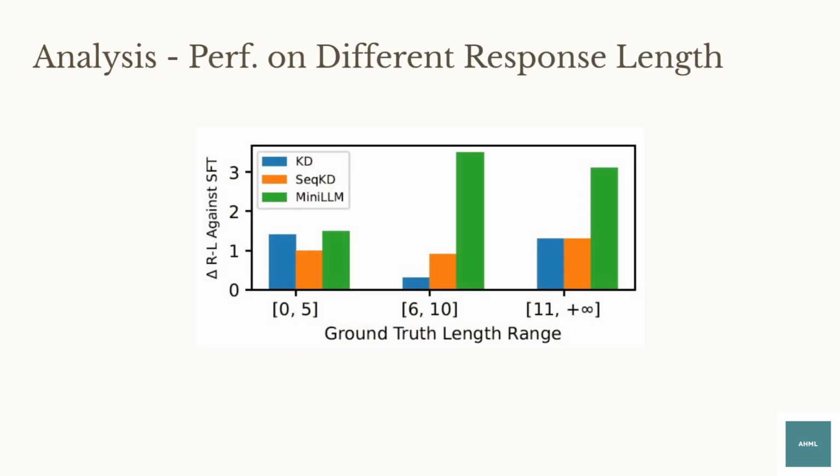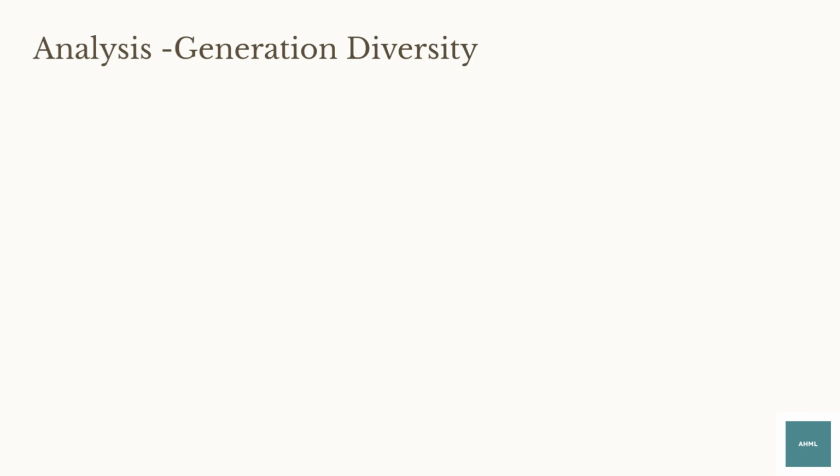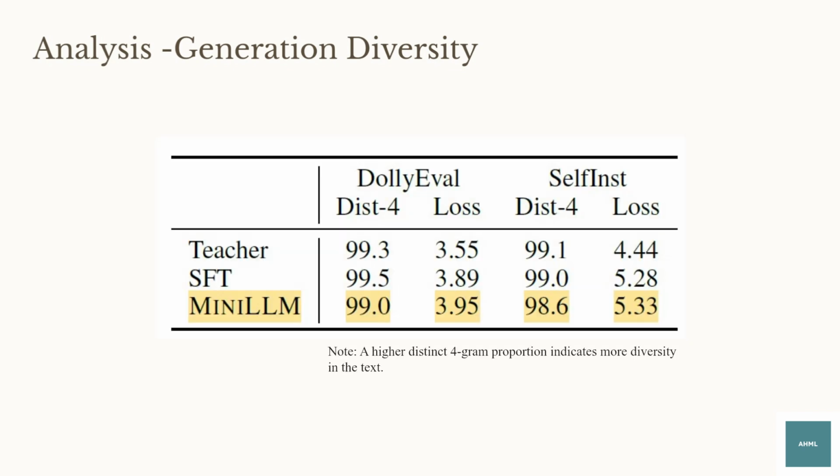The study examines model performance across different response lengths, showing that all models perform poorly on short responses, as most training data consists of longer responses. However, for longer responses, MiniLLM outperforms baselines in this setting due to its improved handling of complex teacher distributions. Minimizing reverse KL divergence can cause mode collapse, reducing generation diversity. Experimental results show that MiniLLM preserves distinct 4-gram diversity and maintains low language modeling loss.